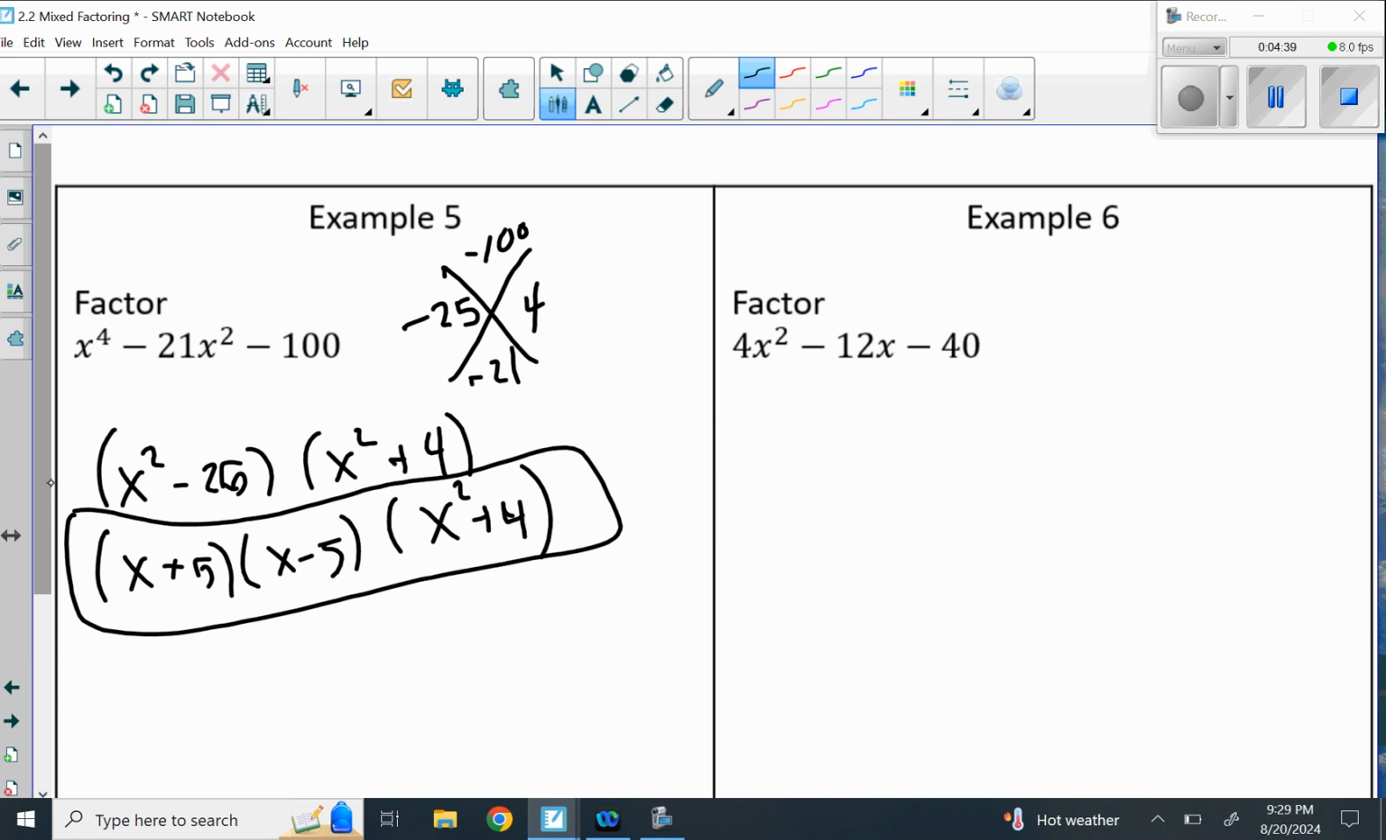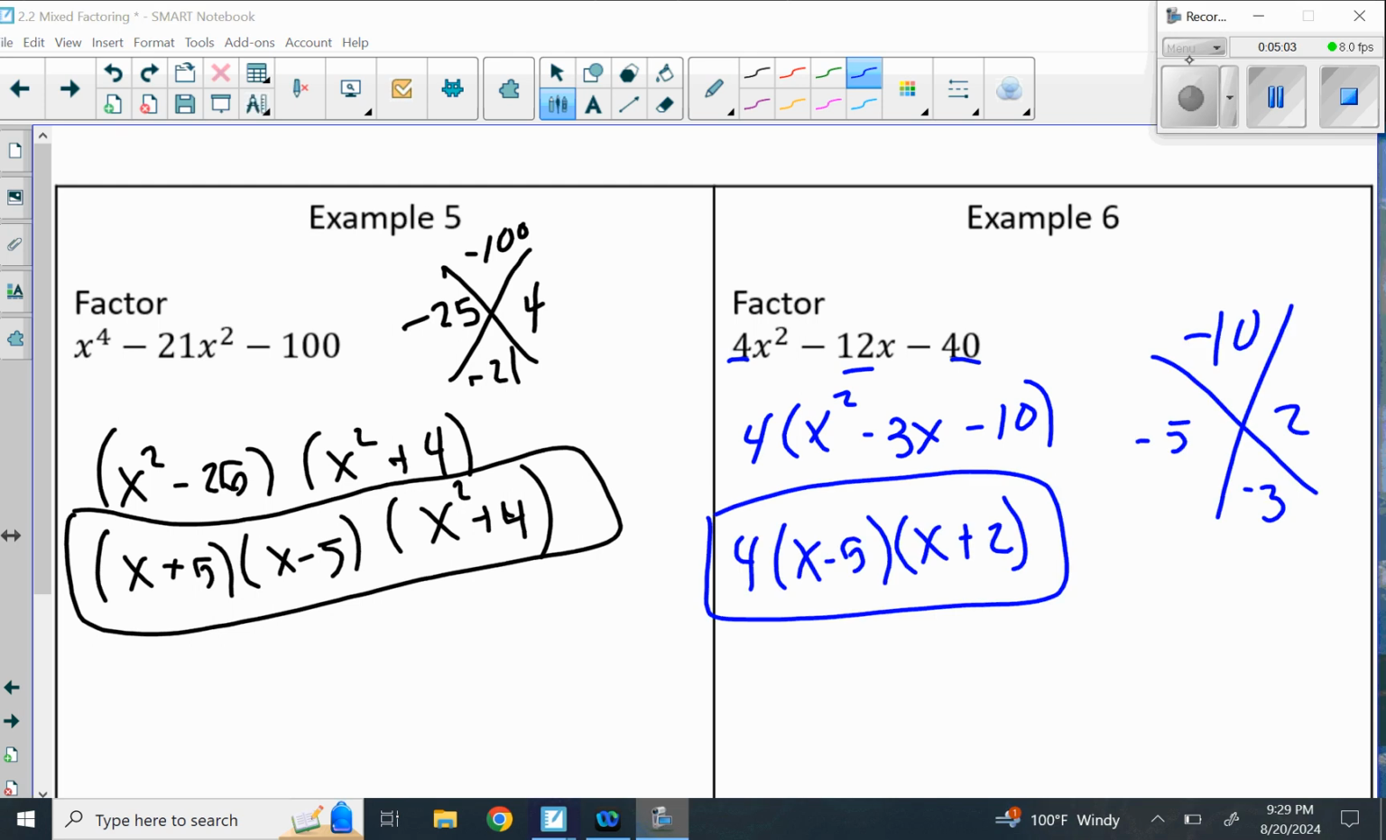Alright. Example 6 is a little bit different. There is a GCF. So 4 can go into all of those. And then we get x squared minus 3x minus 10. And then I want you to try and factor from there. Alright, so then inside the parentheses you had a simple ABC, so you make your x and you get to go straight to your factors. Those factors were x minus 5 and x plus 2. And 4 is also a factor, that's why it's still in front.